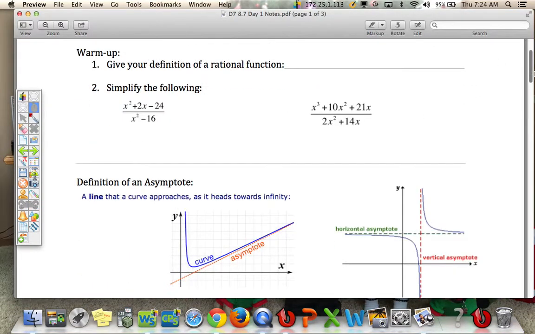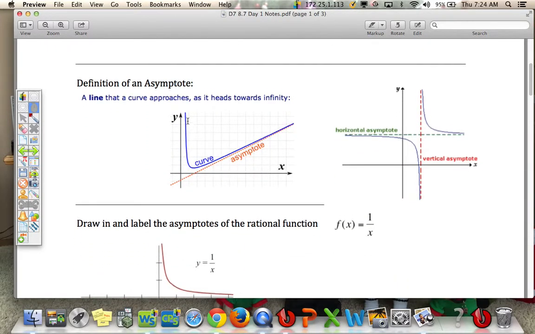We looked at asymptotes yesterday, so to review, an asymptote is a line that a curve approaches as it heads towards infinity. So here's an example. The blue line would represent the curve. You can see that as it heads towards infinity, the curve approaches that line, but it never crosses it. Yesterday we explored two types of asymptotes, a horizontal asymptote and a vertical asymptote.